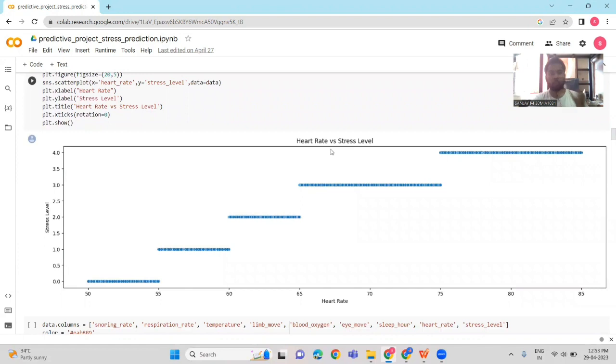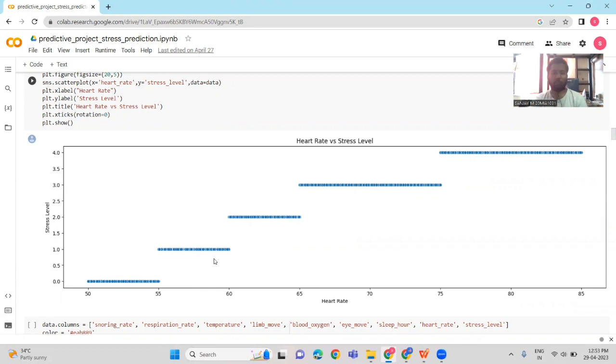Here they compare the heart rate versus stress level. Initially, the heart rate is between 50 to 55, and the stress level is zero. While it increases to 60, the stress level comes near to one. While it increases to 65, the stress level comes to two.